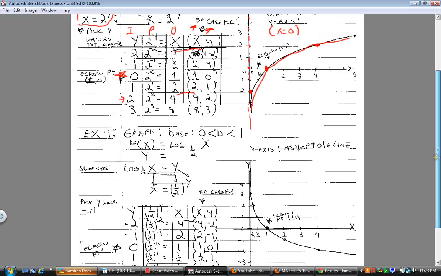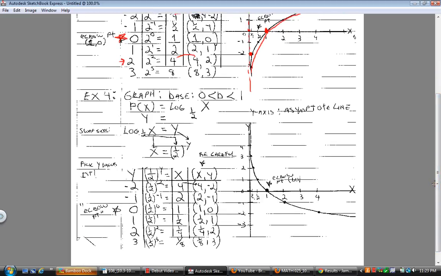Going to move on to example 4. They're now going to handle the case of the base being between 0 and 1. Think of a fraction. So we will pick f of x equals log base 1/2 of x. There's your base, and the result is x. Replace f of x with y. Again, I like to swap the left side and right side, so I like to look at log base 1/2 of x equals y, and this is just because I'm training my mind, like I said before.